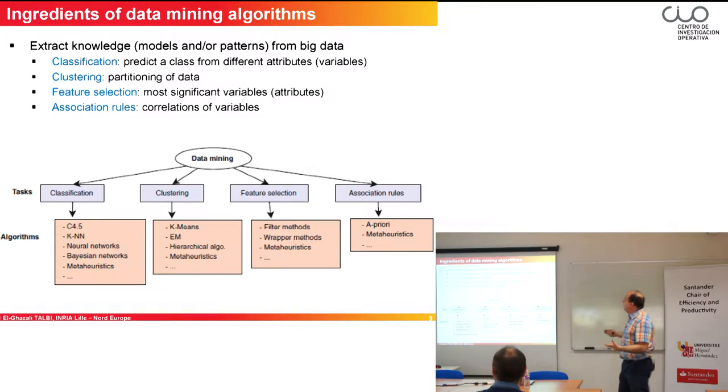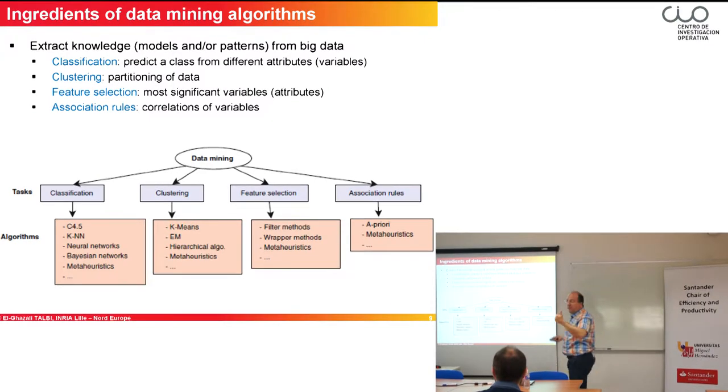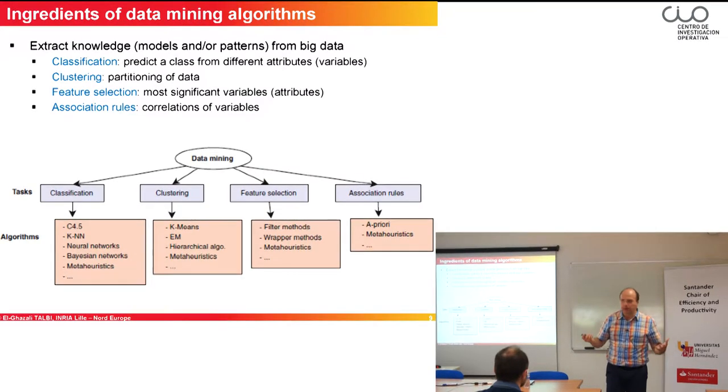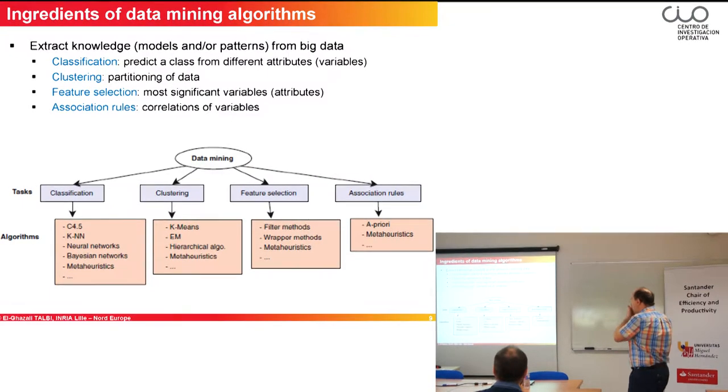So, now data mining. What are the main ideas in data mining that we can reuse in this framework? To my knowledge, the main tasks in data mining are classification or supervised clustering, clustering or unsupervised clustering, where you will partition the data, and you will predict the class from different variables. Feature selection, where you will select the most important variables in your input. And then association rules, where you will find the correlation between variables. Okay? So those are the main tasks in data mining: classification, clustering, feature selection, and association rules.